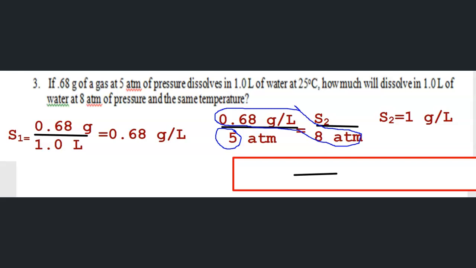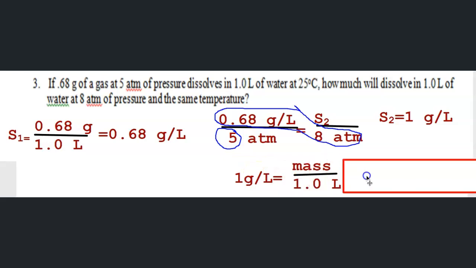But the question is asking how much will dissolve. So we know what the solubility is, but we need to figure out how much is going to dissolve in 1.0 liters of water. So now you need to go back to your solubility formula, which equals mass divided by volume. We know our solubility is 1 gram per liter. We know our volume is 1 liter, and we need to solve for our mass.